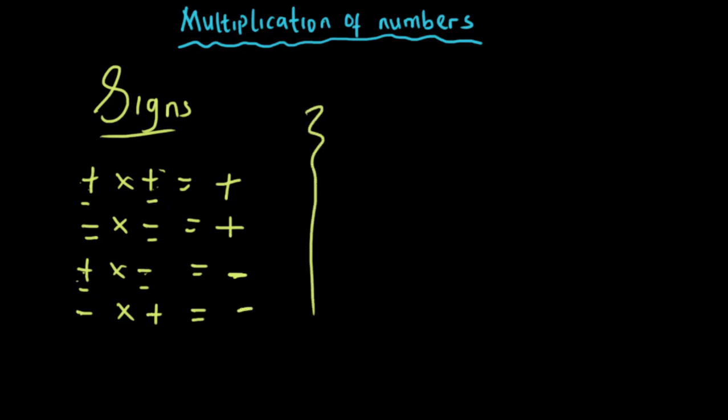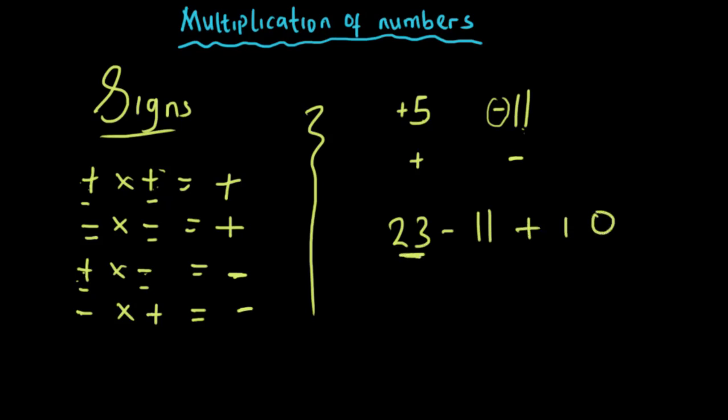Now the next thing you need to know is this. If I have a number 5 and I ask you what's the sign of this number 5, it's like there's an invisible plus in front of it. So the sign of 5 is what? Plus. Now if I have more than one number, say 23, if I ask what's the sign of 23, now there's no sign in front of it, but there's like an invisible plus. So the sign of 23 is plus. What's the sign of 11? The sign before 11, that is minus. What's the sign of 10? The sign before 10 is plus, so the sign of 10 is plus.